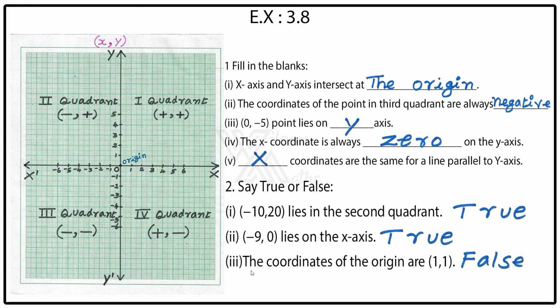The coordinates of the origin are 1, 1. We know that the origin means 0, 0. X-axis 0 as well as y-axis also 0. 0, 0 is the origin. But here given 1, 1. Therefore it is false. Did you understand? Okay, fine. Very easily we can do the sums.